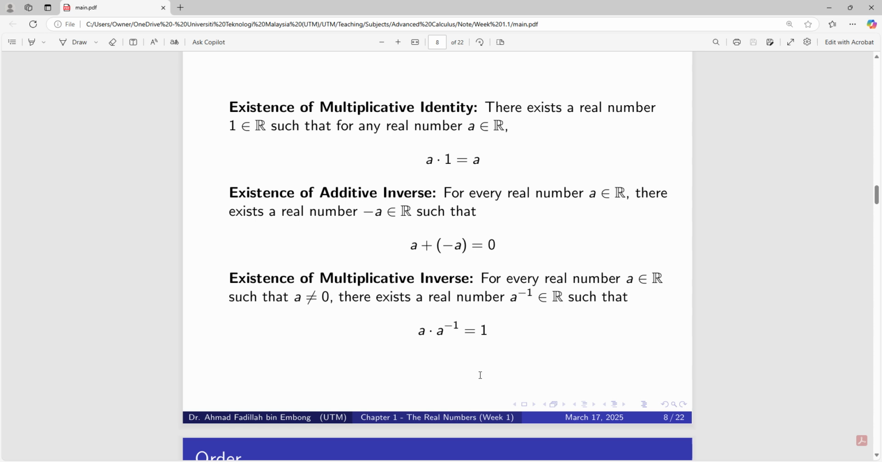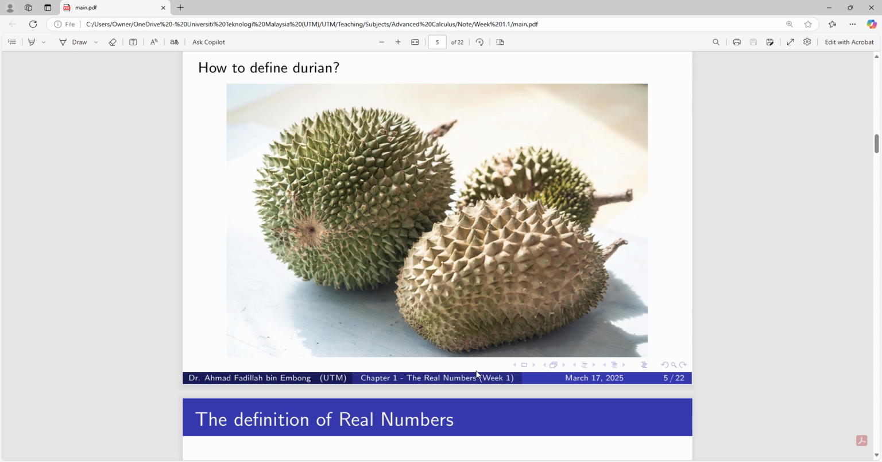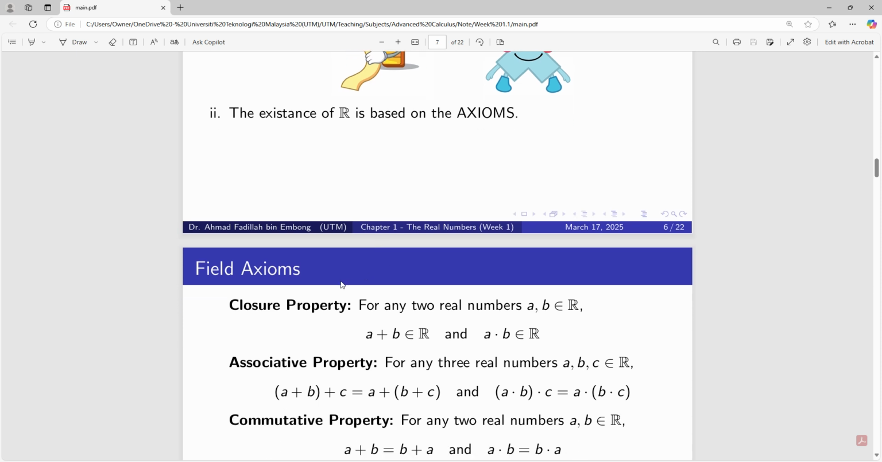Okay, so I hope this first part, which we call the field axiom, is clear. I would like to record again what we are doing now. We are giving the description, or the properties, of the real number. Like a durian, it has its own properties that we can call a durian. The same thing applies to the real number: it has its own properties. So what we are doing now is listing the properties of real number. The first part of the properties is the field axiom.